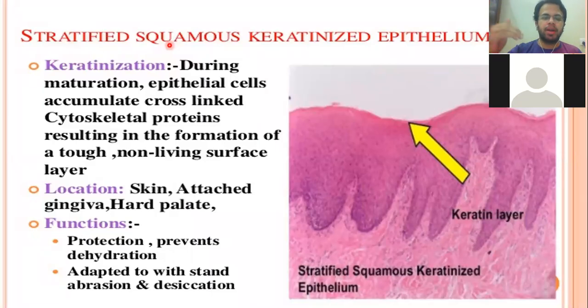Because that stratified epithelium's top layer is of the squamous shape. So therefore you are seeing that this is the stratified squamous epithelium. Number three is the keratinized. Now that is a different thing. Keratinized, what do you mean by keratinized?